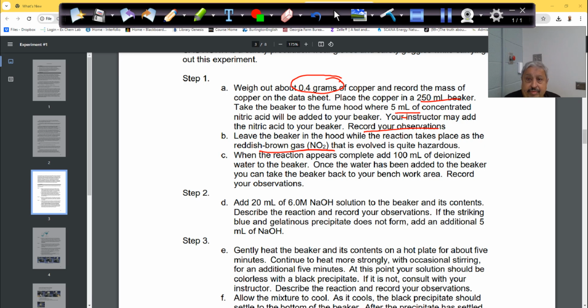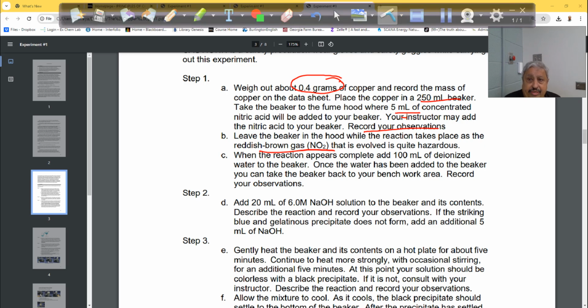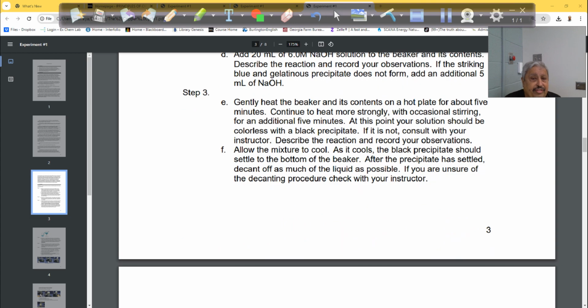Step 3, after you have your gelatinous copper hydroxide, you start to heat this beaker with the hot plate. We will not use an open flame, because if you forget the flame is open and then go to the next step with sulfuric acid, you get hydrogen, you get an explosion. So therefore, we'll be using a hot plate to heat the solution. Copper hydroxide will transform to copper oxide.